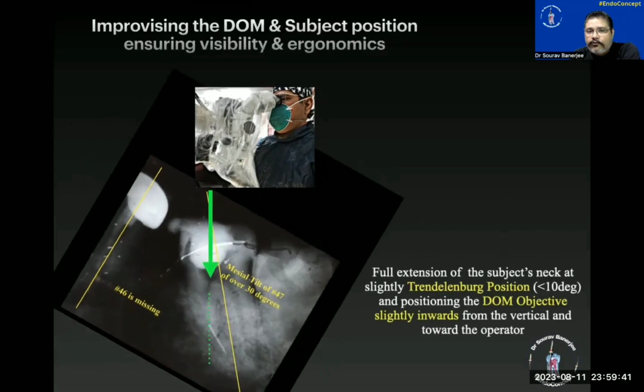Now, this is how we improvised. We extended the neck of the patient and made the patient, first of all, lie in the Trendelenburg position, and in addition to that, we extended the neck of the patient. We also moved the objective of the microscope a bit away from the clinician. In that way, we aligned the microscope as closely as possible in line of viewing the coronal end of the file. So this was the improvisation that was done.